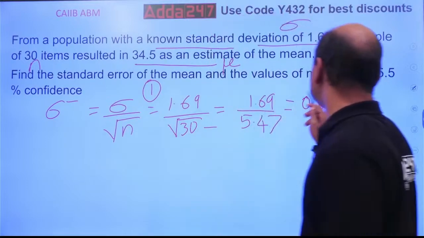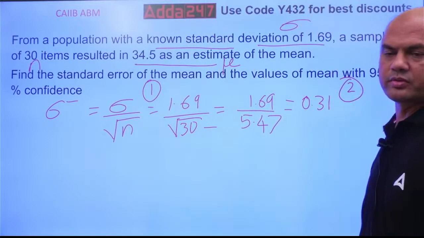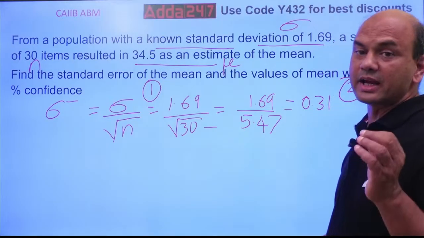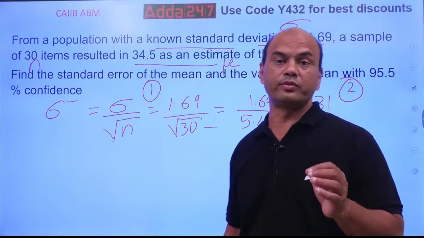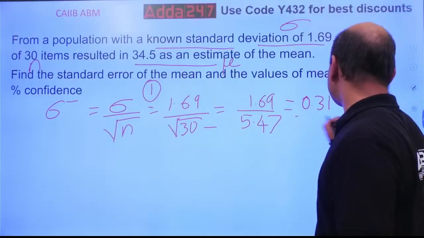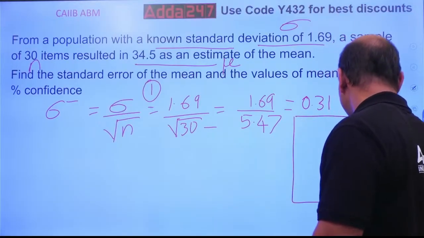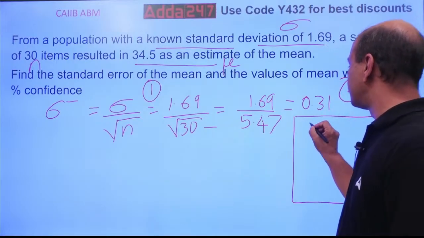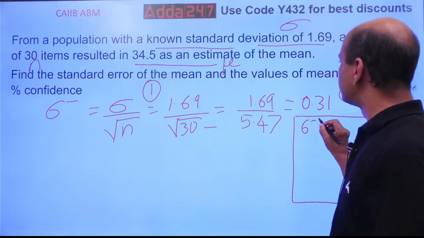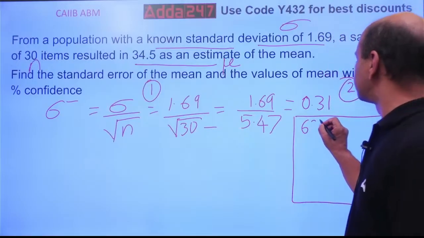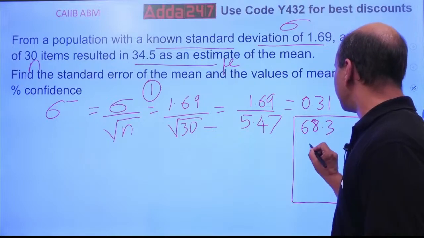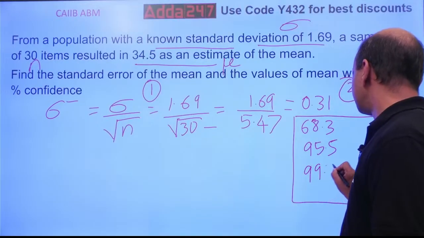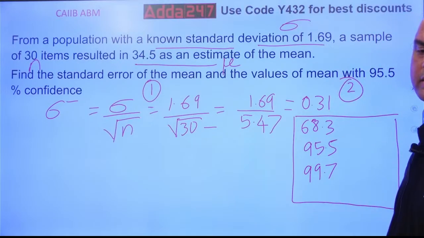Now what is the next question? Values of the mean with 95.5% confidence. Now what is 95.5? For this I'll show you the standard values of the confidence level. Kindly note this, everyone pay attention. Whenever your confidence level is 68.3, 95.5, and 99.7, it is called the 68, 95, 99 rule.